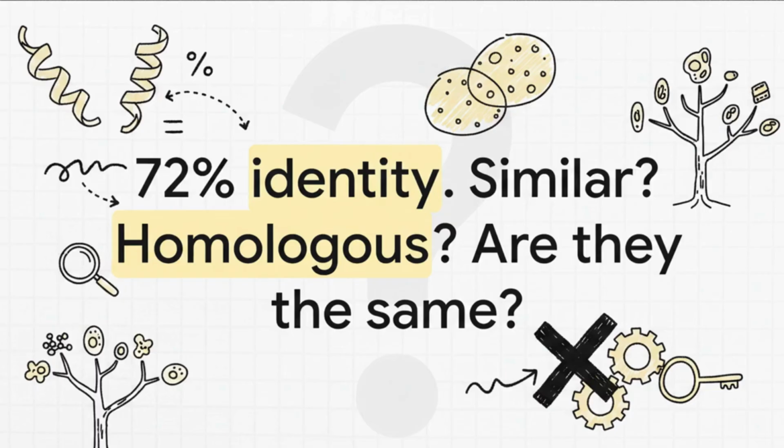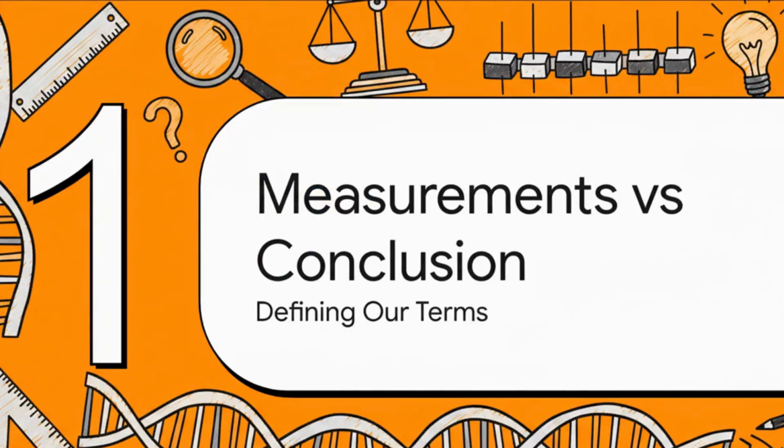No way. And honestly, confusing these terms is one of the most common mistakes in bioinformatics. But don't worry, today we are going to clear this up once and for all. Okay, so the key here really boils down to one thing: knowing the difference between a measurement and a conclusion. Let's break down our terms, and we'll start with the easiest one, the measurement.